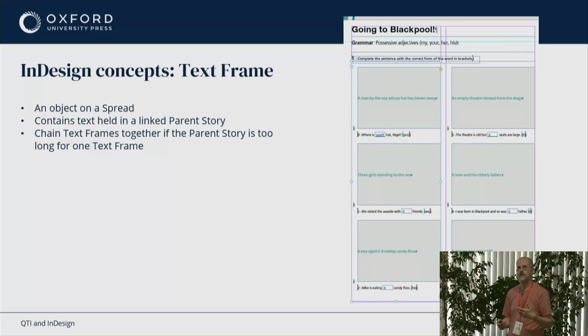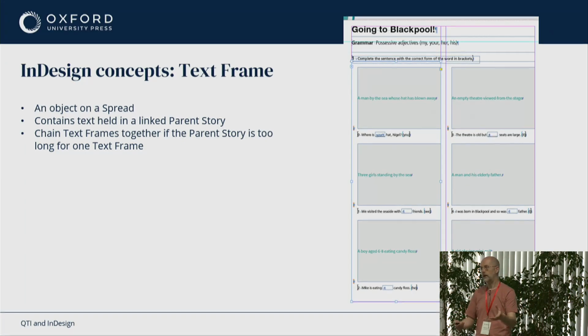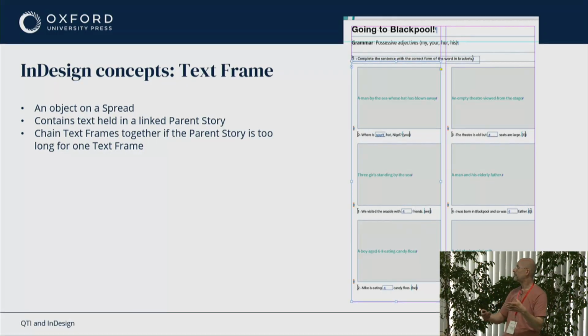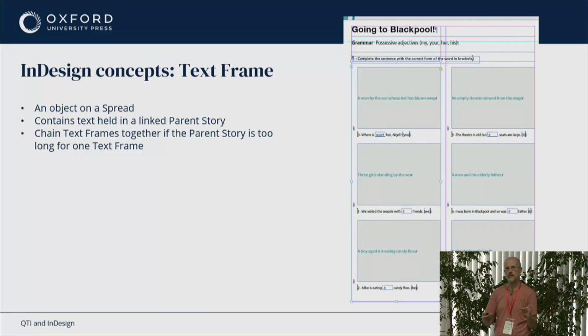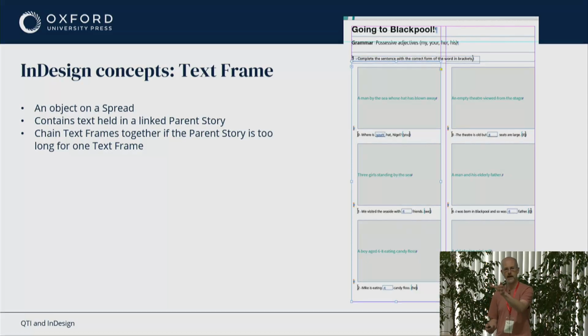So I mentioned text frame. A text frame is an object on a spread. It's like a window onto the content. The content is held separately in a story, more on that in a sec, which is linked to the text frame. And the exciting thing about text frames is that you can chain them together.